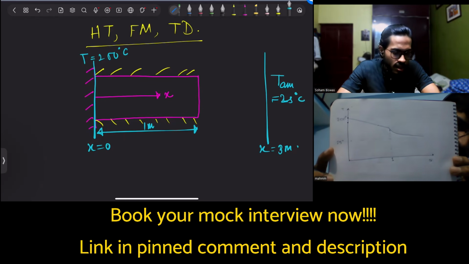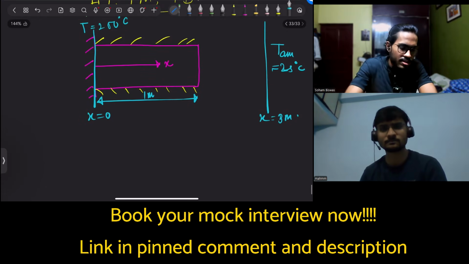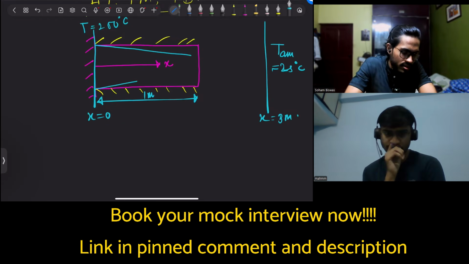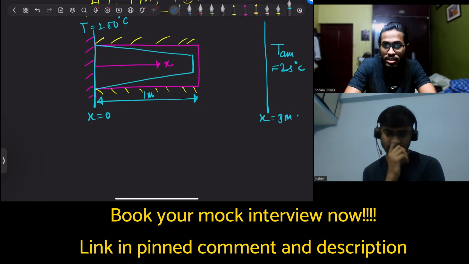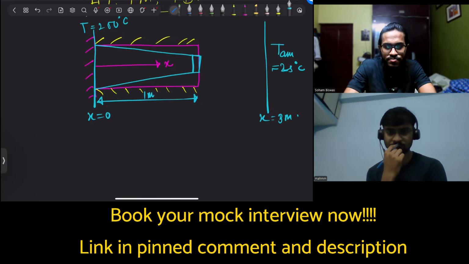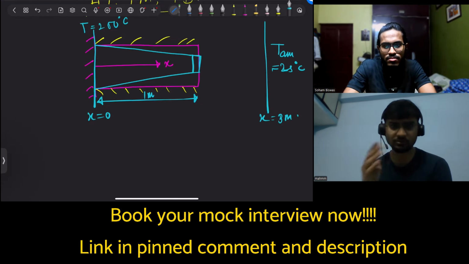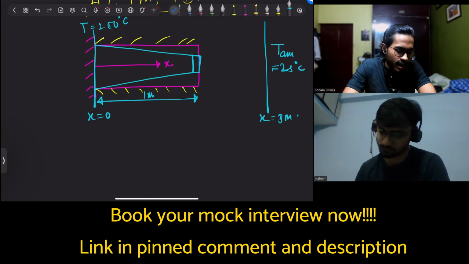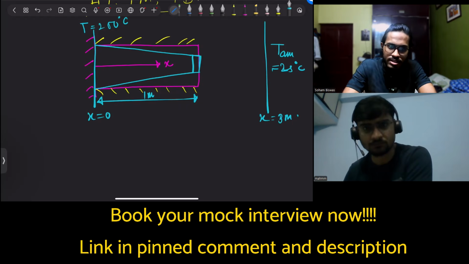Now consider that you have a second bar, and the bar is now tapered. So the cross-sectional area is varying with x, with a full length of 1 meter. Now draw the temperature profile in the same graph. The sides are also adiabatic for these cases. At x equal to 0, the temperature is again 200 degrees Celsius, so the boundary conditions are the same.